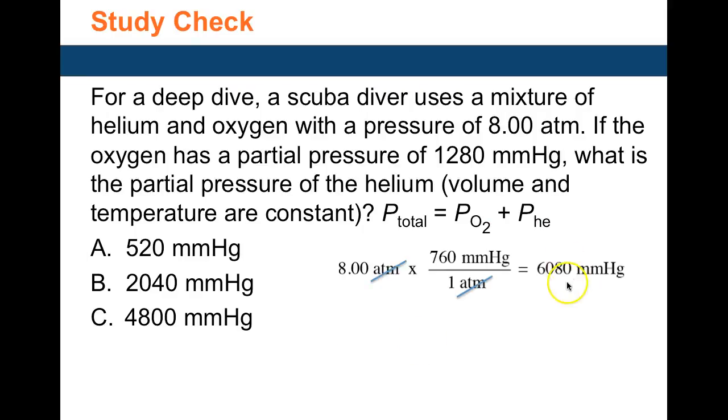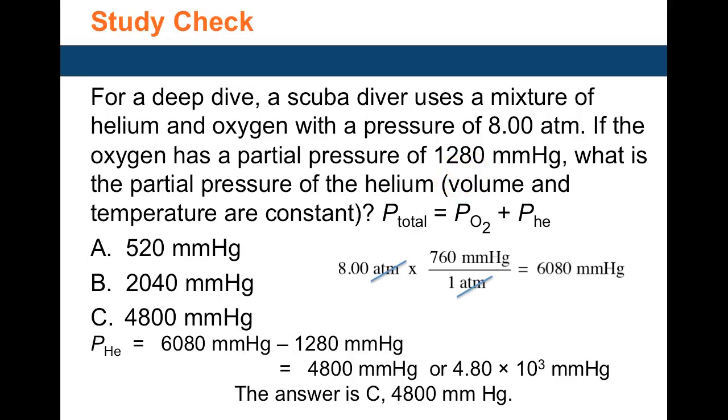Okay, so that comes out, 8 ATM is 6080 millimeters of mercury. Subtract the 1280 from it, and you should get the partial pressure of helium, which is 4800, and that's answer C.